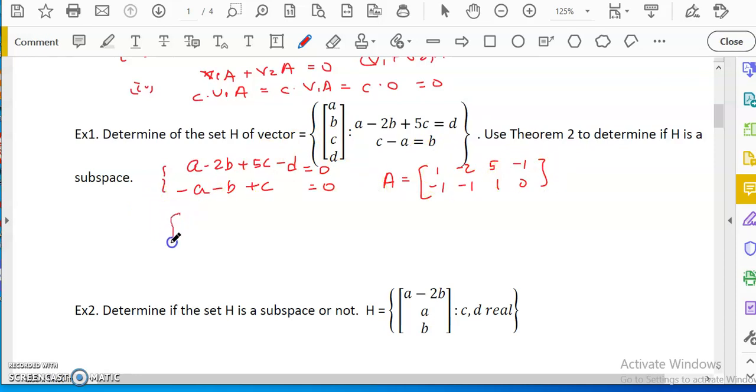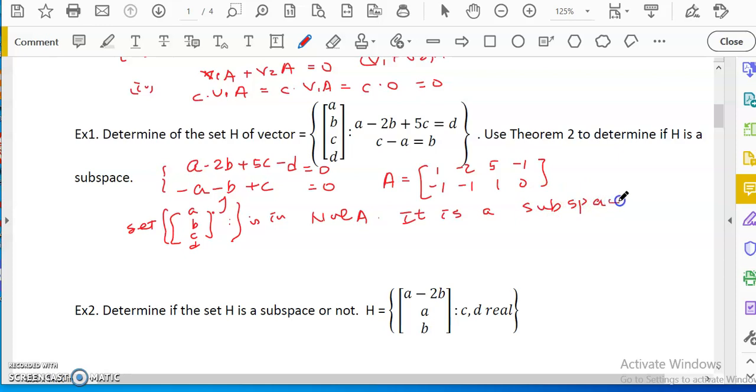And so ABCD is in the null space. So this set ABCD satisfying this will be in null A, right? Because it's in null A, it is a subspace by theorem 2. And actually, we will also find the spanning set.